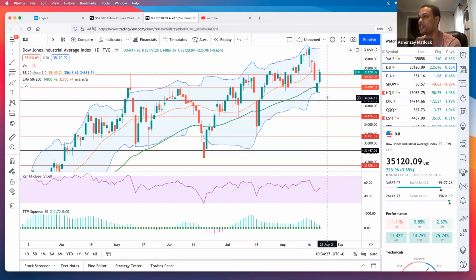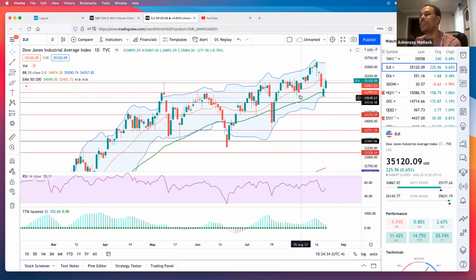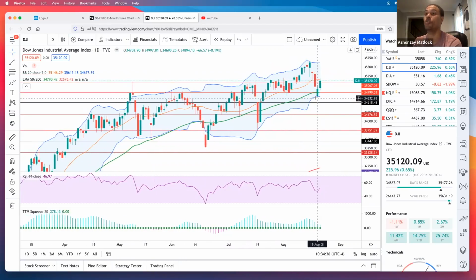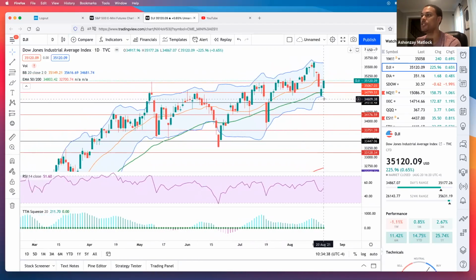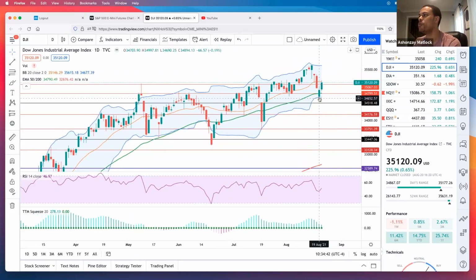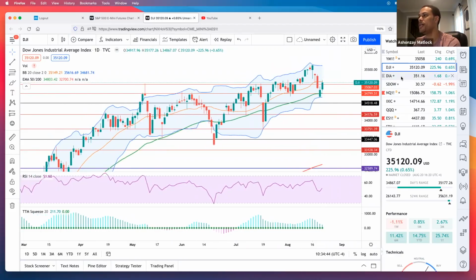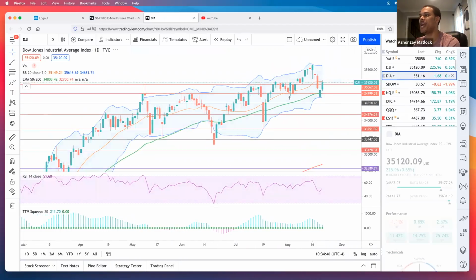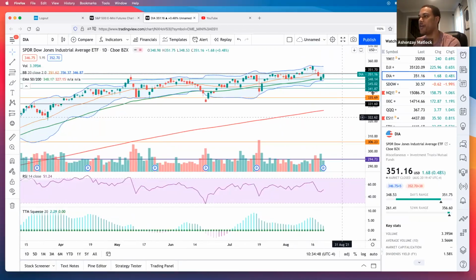If this breaks, then more than likely we're going to create a new low, and this could be the start of something bigger, like a 5-10% pullback or correction. Not a crash, just a simple, healthy correction. So that's what we'll be watching on the Dow Jones. Let's get into the DIA ETF, which tracks the Dow Jones.